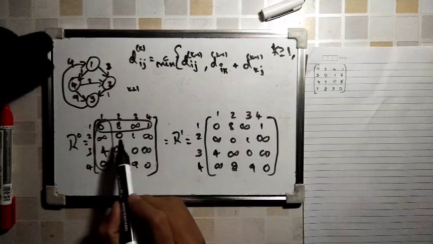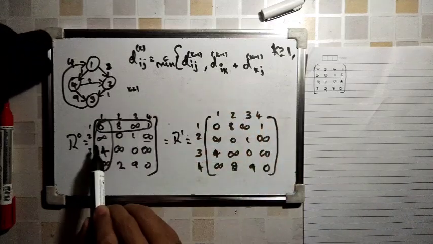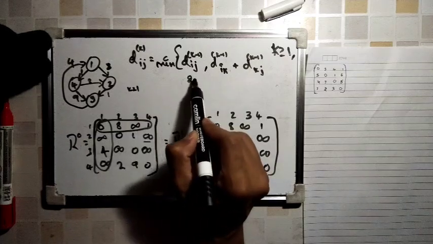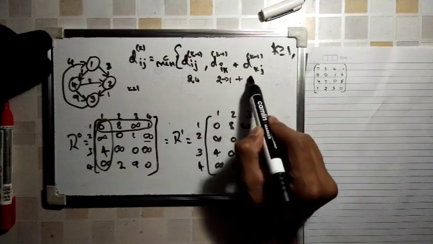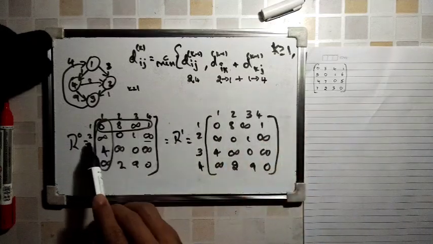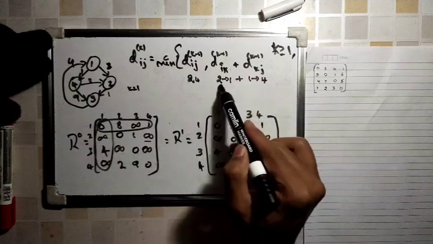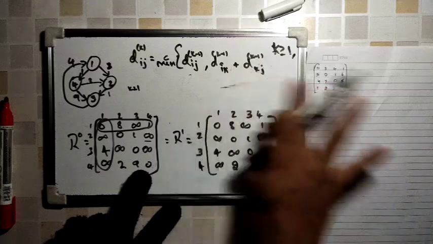Okay, so now see here, I will take this one first. So my k is 1. Now what will I do? So 2 to 4, right? This is 2 to 4. So now I will do 2 to 1 plus 1 to 4. 2 to 1 is infinity. So if we get infinity here also, there won't be any change in this.